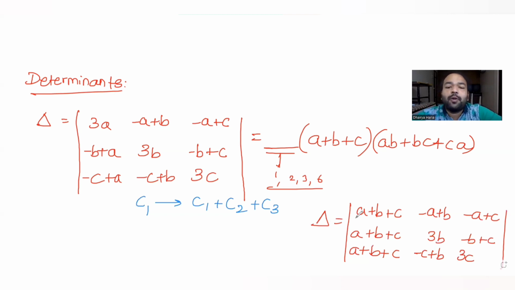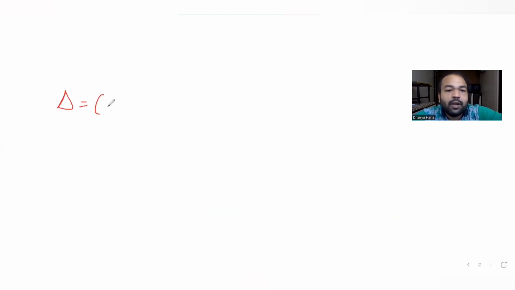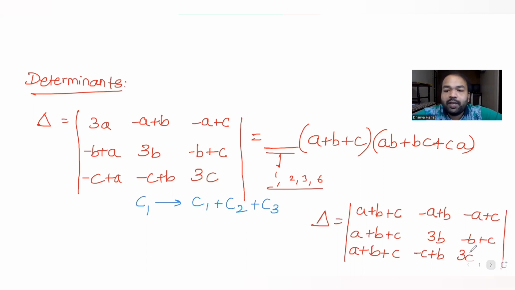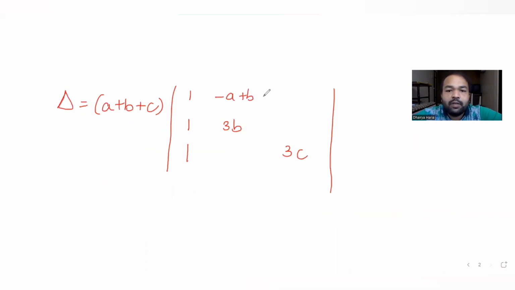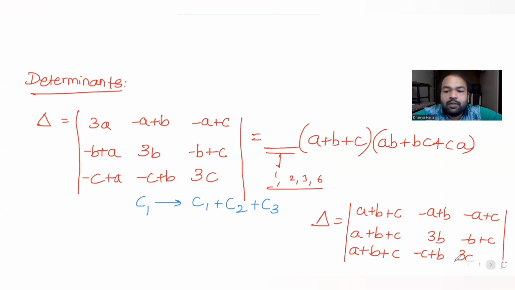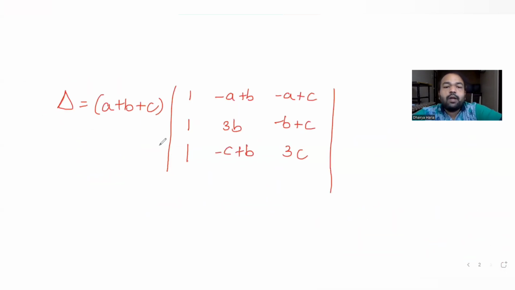Applying the first property of determinants, that if all the elements in a column are the same, I can take that element out and replace all three elements by one. So I can take a plus b plus c common, and my determinant changes to 1, 1 and 1 in the first column. All the other elements remain the same: 3b and 3c are left here, and I have minus a plus b, minus a plus c, this becomes minus b plus c, and this is minus c plus b.